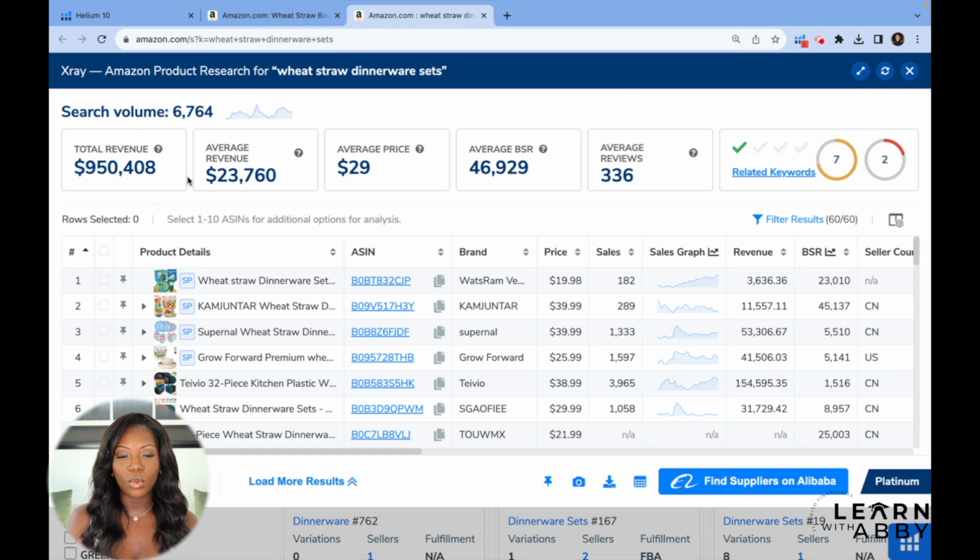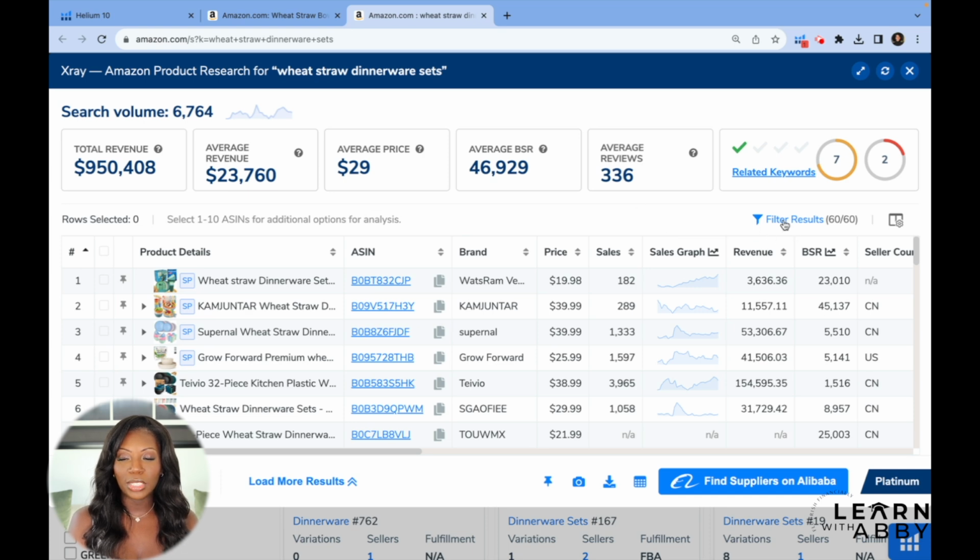We can see that the total revenue of this product is almost $1 million. The average revenue is right around 24,000. Average price is close to $30, which is great. Average BSR, or best sellers rank, or how quickly the product is moving, is 47,000, which is fine. And then the average reviews is the only thing that is sticking out to me. The average reviews that we're seeing here is 335, and ideally we would like for this number to be 200 or less. But not all hope is lost, because we may or may not be able to get this average review number down by eliminating irrelevant products, but we don't know just yet. So let's go ahead through that process.